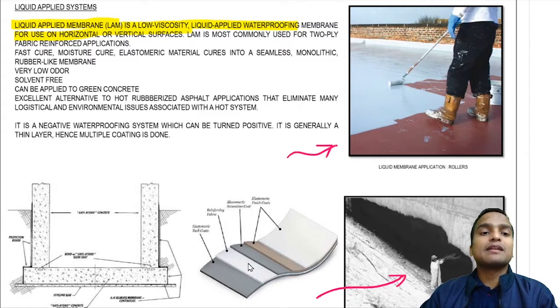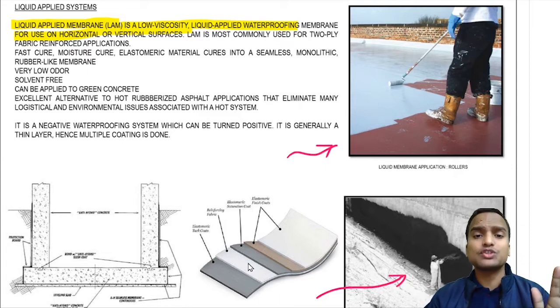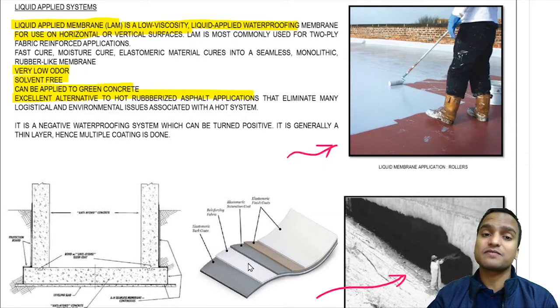When we say LAM here, it means liquid applied membrane, and it is commonly used for 2-ply fabric reinforced application. It has fast curing and moisture curing. The elastomeric material cures into a seamless, meaning without any joint, monolithic, the same meaning, and rubber-like membrane. It has very low odor also, is solvent free, and can be applied to green concrete. It is an excellent alternative to hot rubberized asphalt application that eliminates many logistical and environmental issues associated with a hot system.